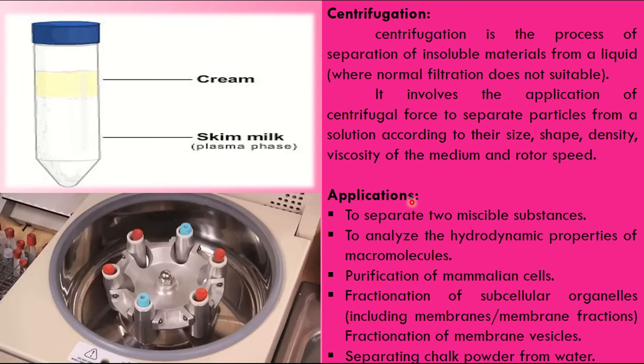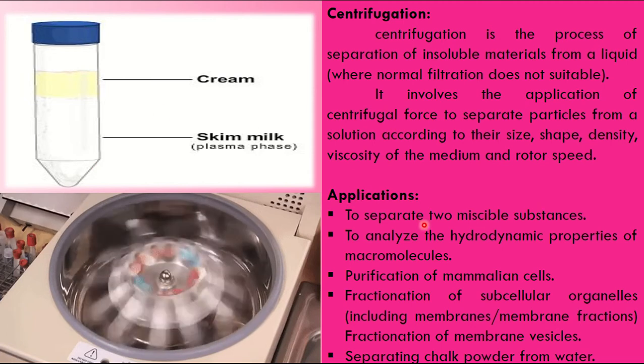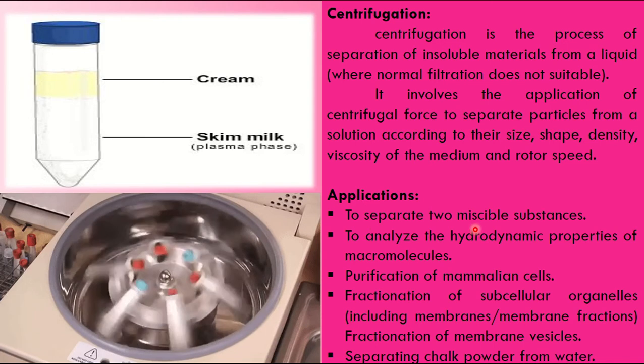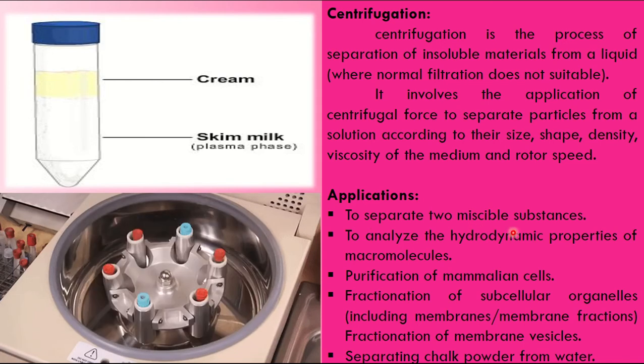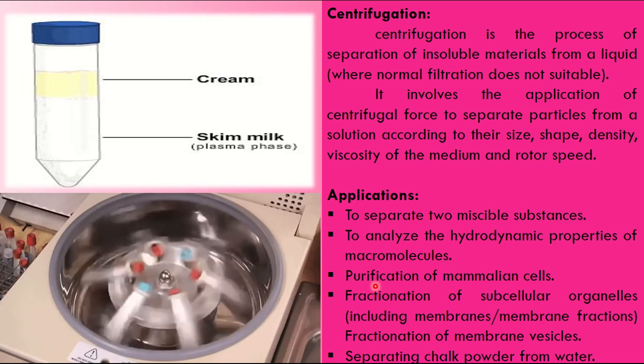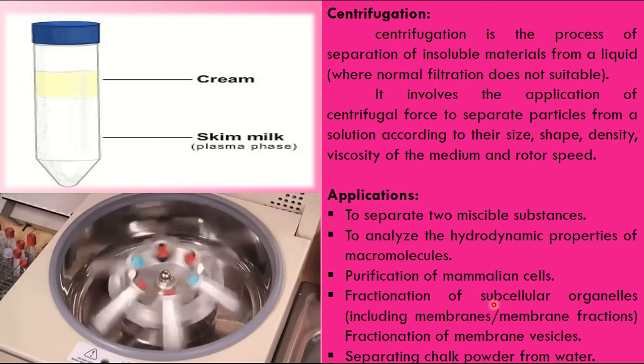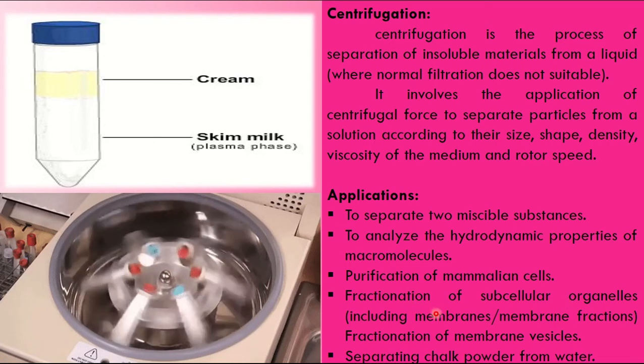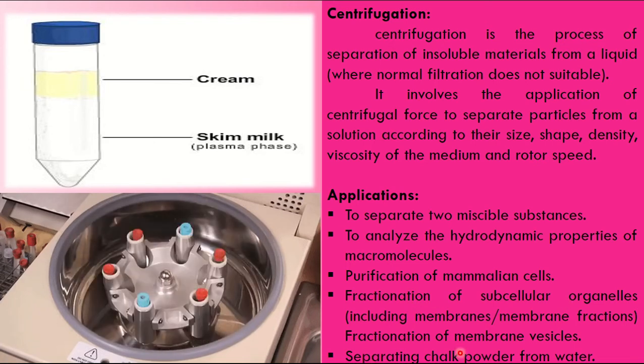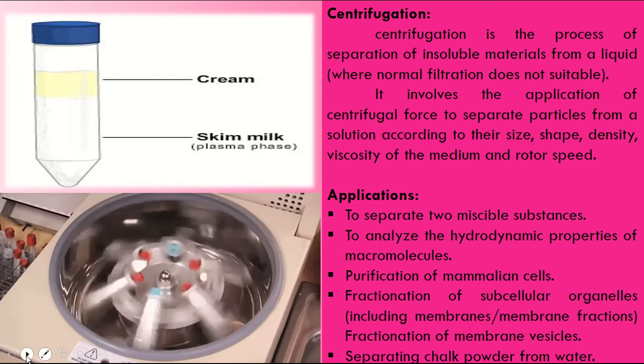Applications of centrifugation: it is used to separate two miscible substances and also to analyze the hydrodynamic properties of macromolecules. It is used in the purification of mammalian cells and also in the fractionation of subcellular organelles. It is also used in the separation of chalk powder from the water.